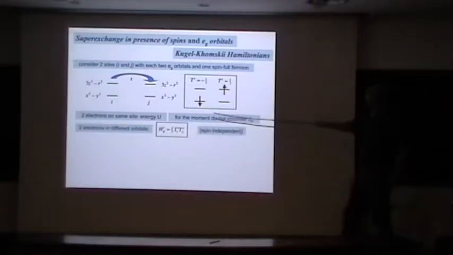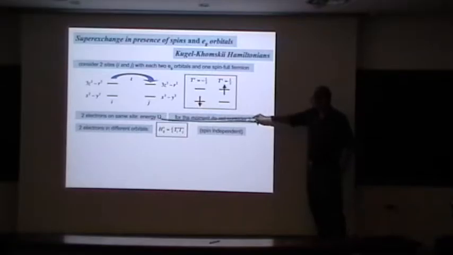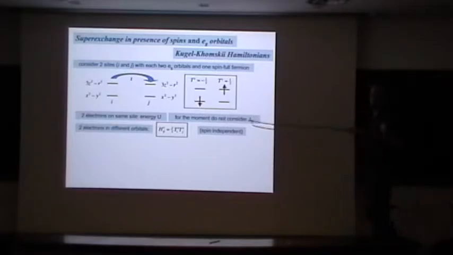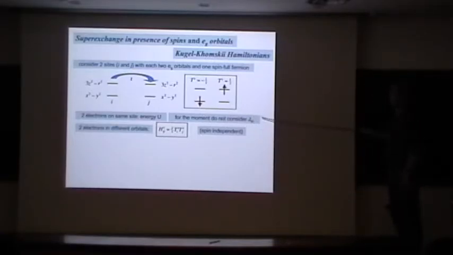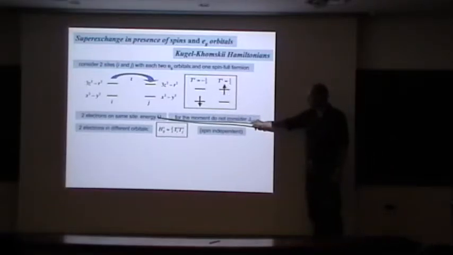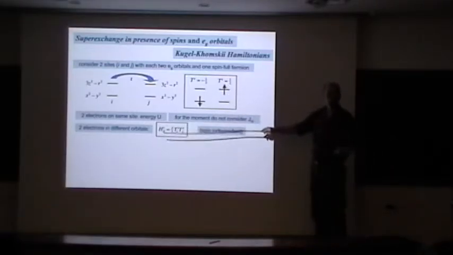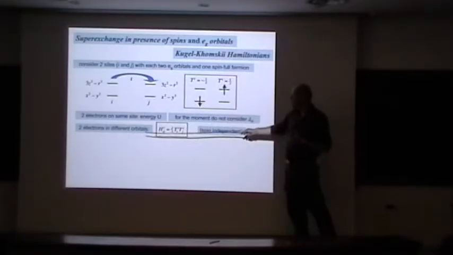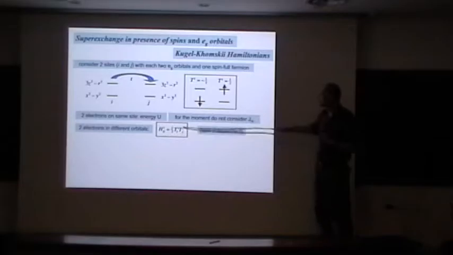So now here, I consider two electrons on the same site. They have energy U, and I do not consider the Hund's coupling. I just forget about that complication for the moment. Only spins and this energy U, where this U prime is equal to U, which is another way of saying that I forget the Hund's coupling. If electrons are in different orbitals, I have this old result.